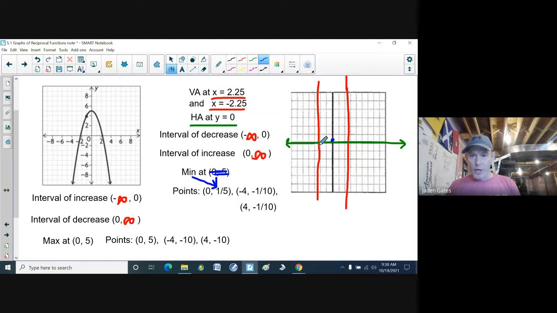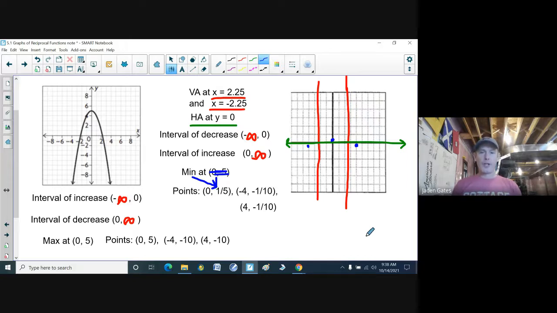Then I've got -4, -1/10. So -1, 2, 3, 4, down 1/10, right in there. Same thing over here, 4, -1/10. There we go. So I got my 3 points in there.